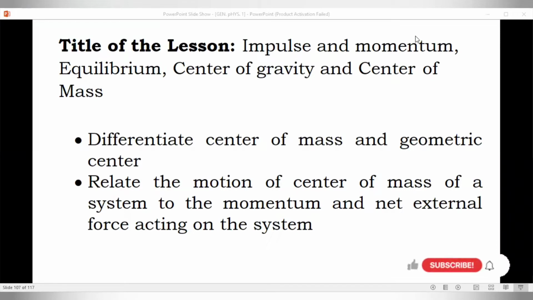Okay, ang pag-aaralan natin ngayon sa video ito ay patungkol po sa impulse and momentum, equilibrium, center of gravity, and center of mass. Our learning target here under week 7 for General Physics 1 is to differentiate center of mass and geometric center, relate the motion of the center of mass and system to the momentum and net external force acting on a system. And that's our learning target for this video lesson.